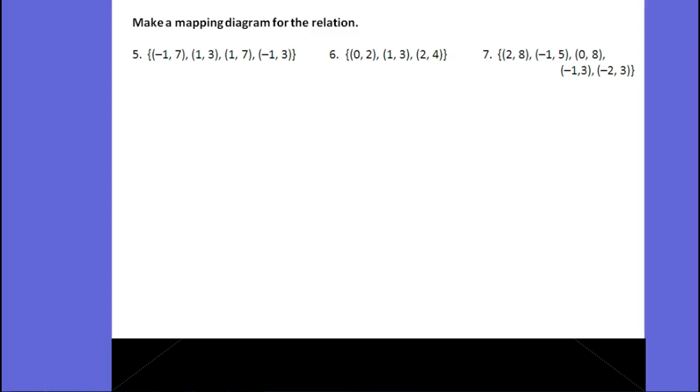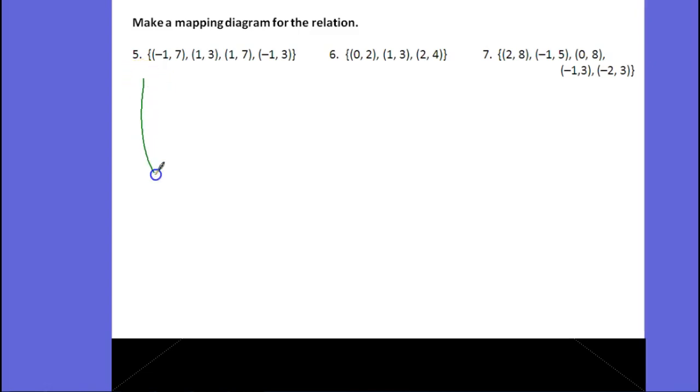Okay, 5, 6, and 7 are to make a mapping. So again, you kind of have to think back to chapter 0. What was a mapping? Well, a mapping was when we had the domains and ranges listed in their own bubbles, and we drew the lines connecting them.